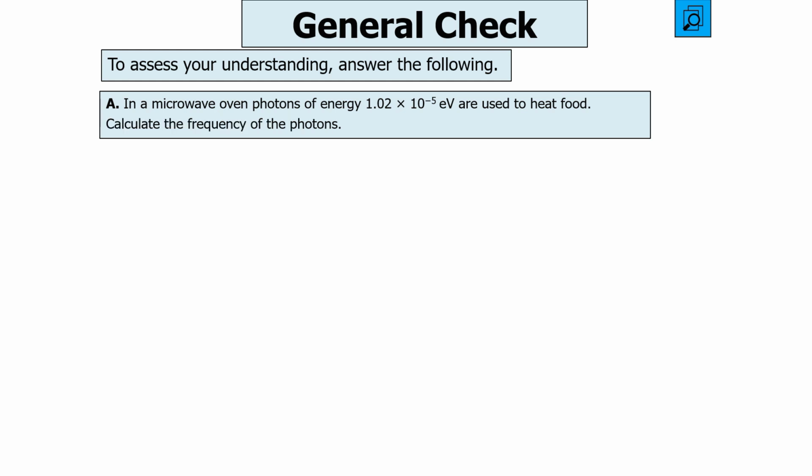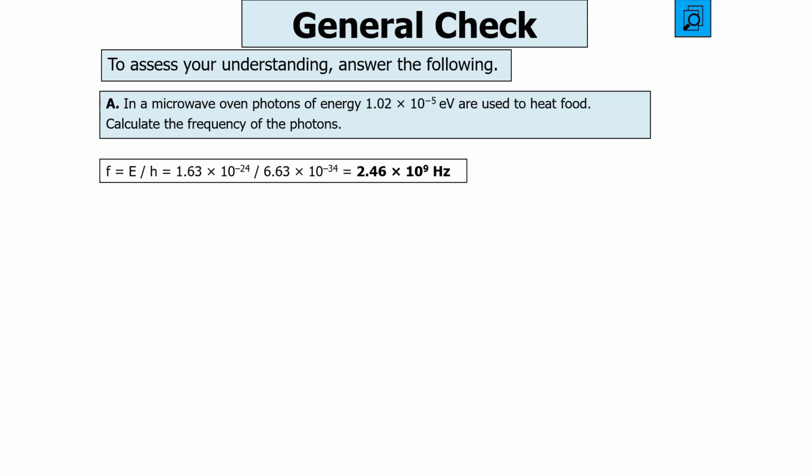The next question says, calculate the frequency of these photons. So pause the video now, then unpause the video when you want to go through your answer. Right, for this question we're going to be rearranging the previous equation we used. So f is equal to E over h. We know our energy in joules, we know our value for Planck's constant, so we work it through to be 2.46 times 10 to the 9 Hz.